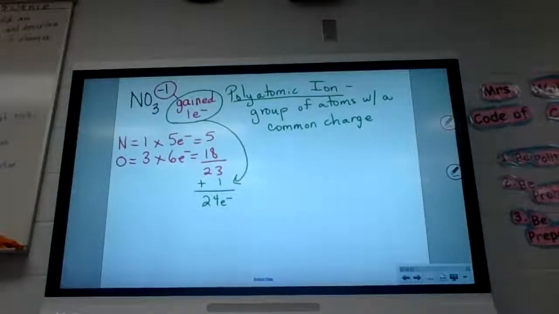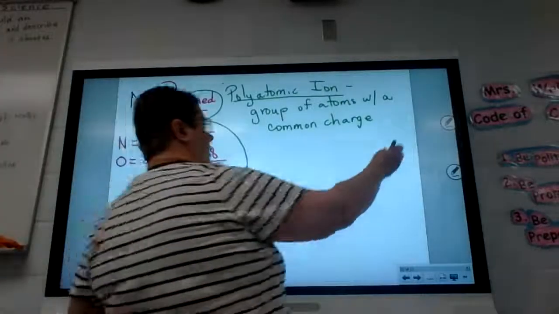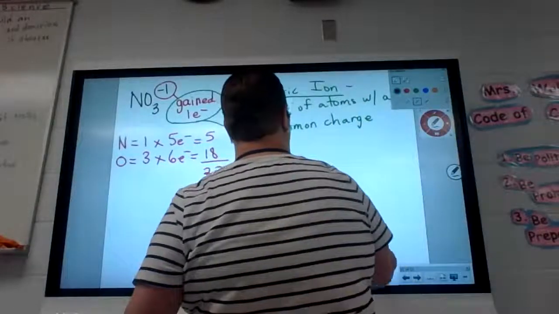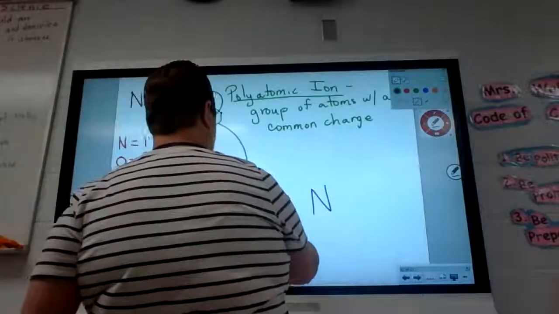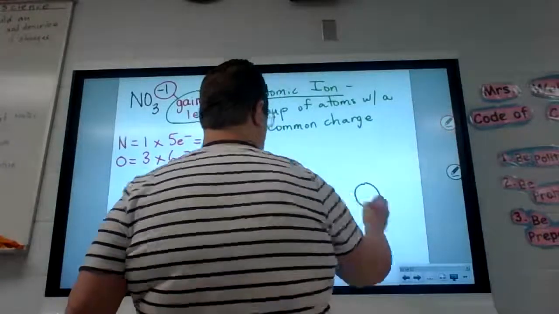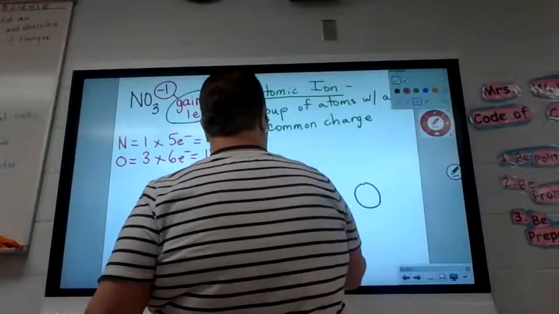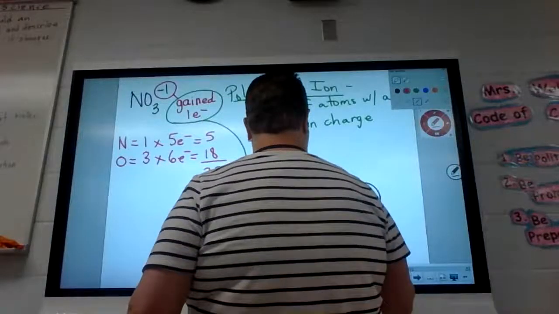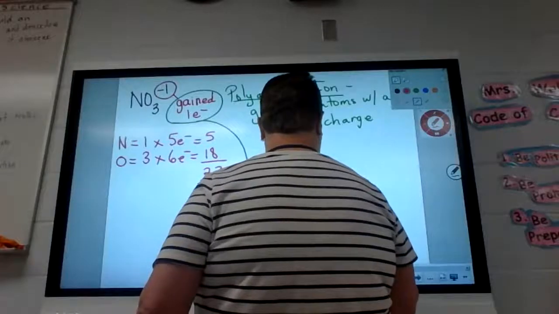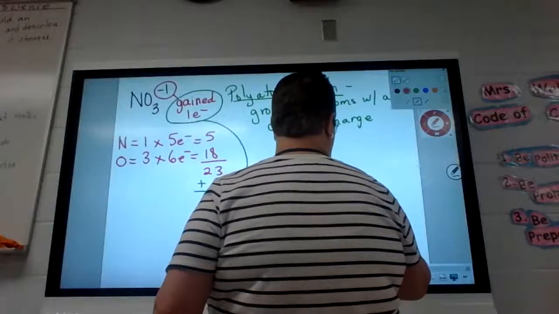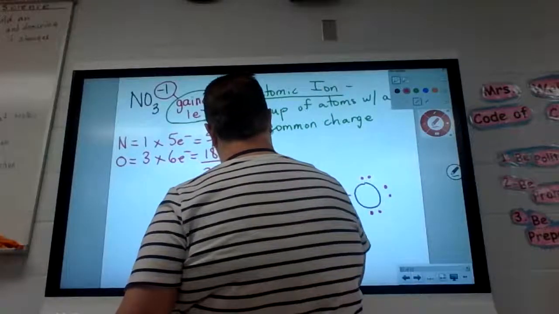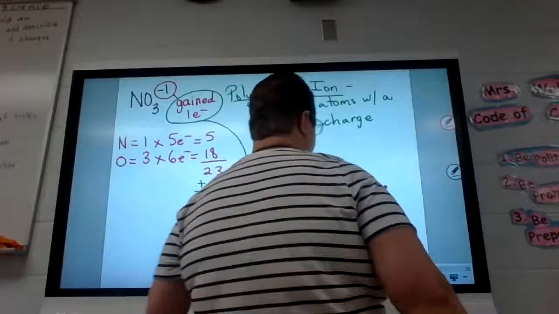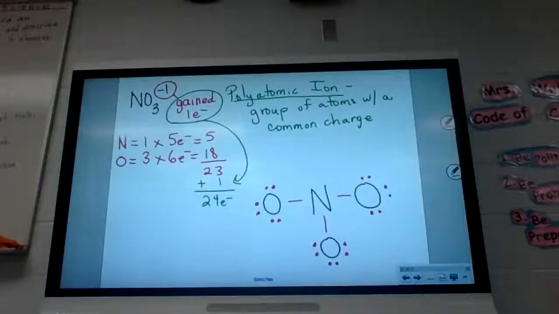All right, who's my central atom? N. Okay, so N's our central atom. How many O's are we drawing around it? 3? Okay. All right. So 24 electrons. 2, 4, 6, 8, 10, 12, 14, 16, 18, 20, 22, 24. All right, so I drew in 24 electrons.